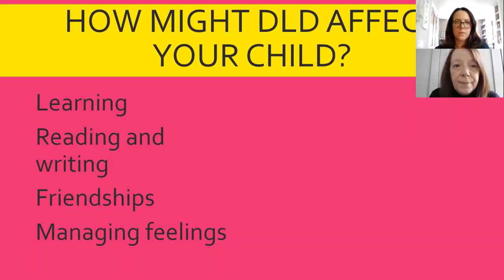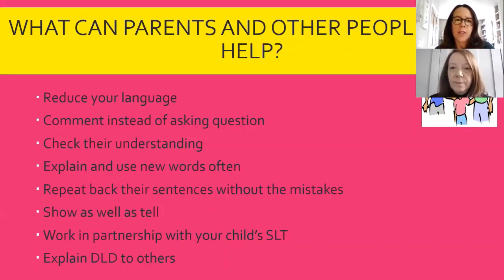What can you do as a parent to help your child with DLD? These are just a few of the things that you might want to do. So, reducing your language, so making things less complex to help them understand what you're saying. Using comments instead of asking questions. We know that young people can find it difficult to answer questions, and comments give them much more of a model to give information. You might want to check their understanding. So if you give an instruction, don't assume that they've understood. You might ask them to repeat back so that you know they've understood.